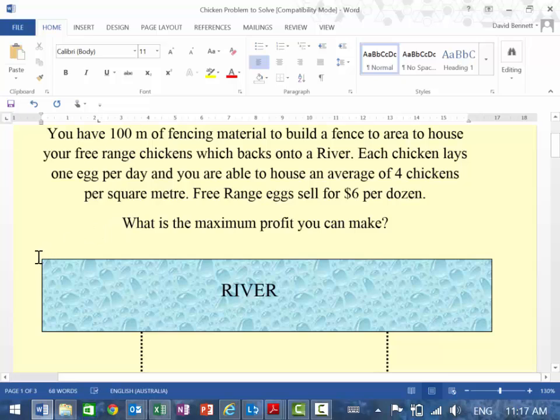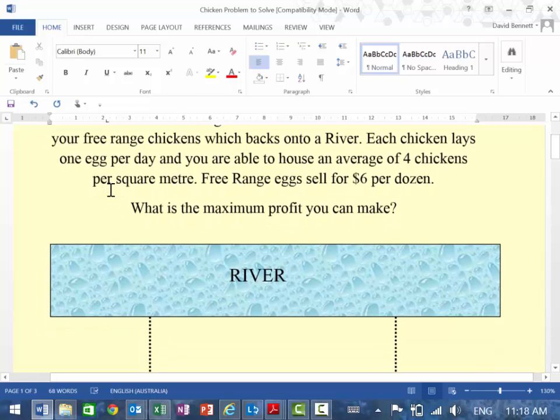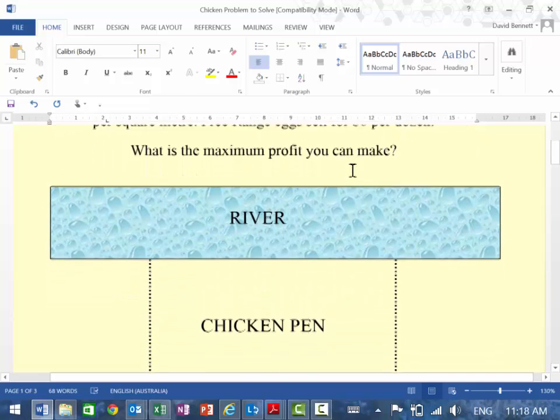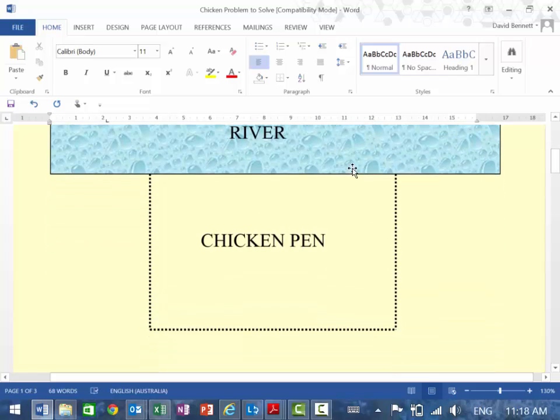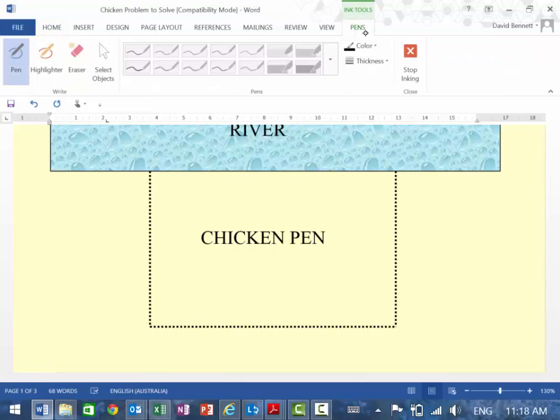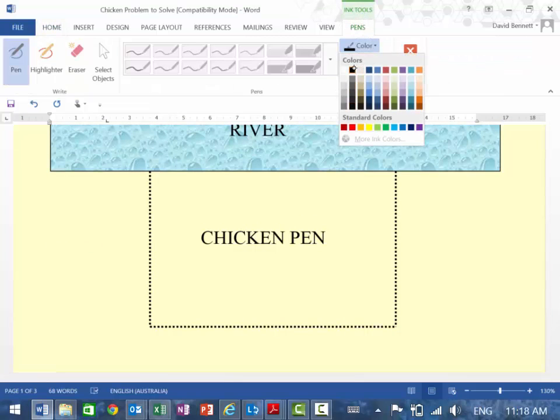And if you go to the supermarket, you can buy free range eggs for about $6 a dozen. True? I'm going to need you to help me out with a calculation here. What's the maximum profit we can make based on our chicken pen? Alright, so what we have to do is think about how we're going to put this together. So let's work on that now.